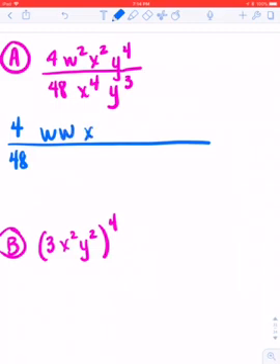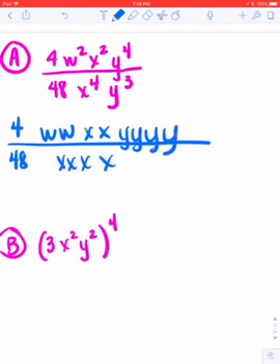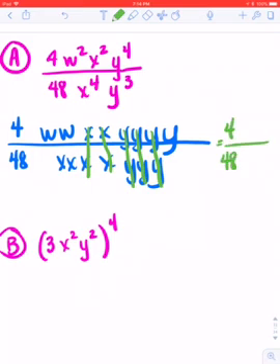So, 2 W's, 2 X's, and 4 Y's. 4 X's and 3 Y's. And then I'm going to have to go through and cancel. So I can see I get 2 pairs of X's that cancel and 3 pairs of Y's. So now at this point, I'm going to have the 4 and the 48 still there. On the top, I'm going to have W squared and Y. And on the bottom, I have 2 X's, so it's going to be X squared.